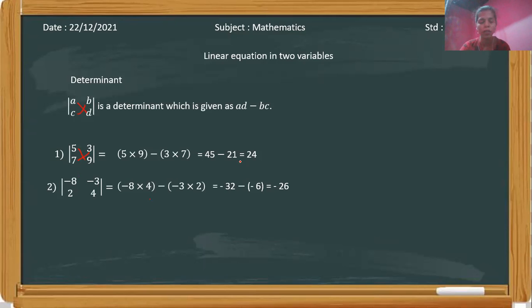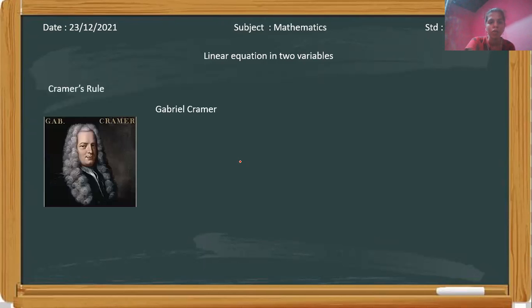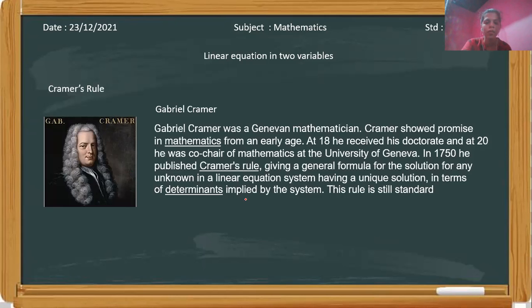So now we will learn about the next one, which is the main topic of this lecture, which is Cramer's rule. Cramer's rule is given by Gabriel Cramer. Gabriel Cramer was a Genevan mathematician. Cramer showed promise in mathematics from an early age.